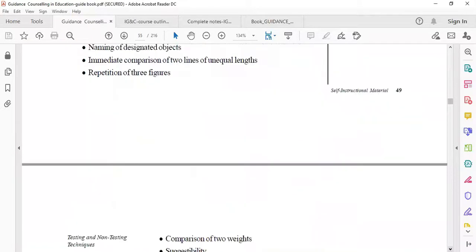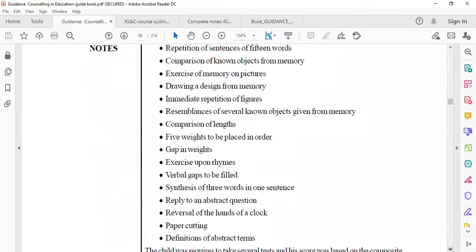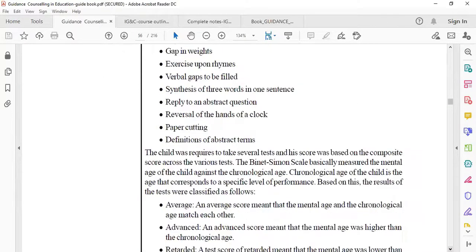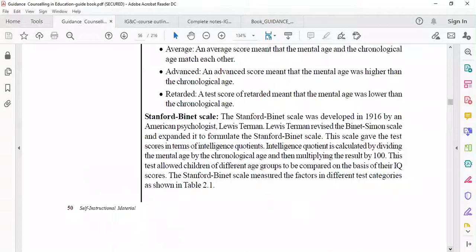And if you visit different websites, you will find a lot of information. These are the list of the components that are included in the intelligence test when we are assessing the intelligence of any person. Then there is another test that had been developed in 1916. This test is basically called the Stanford-Binet scale, and the first one was the Binet-Simon scale. These were the two psychologists who developed the test. This is the second intelligence test, Stanford-Binet.